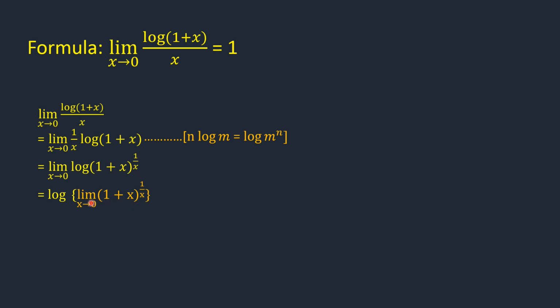Now, the value of the limit in the curly bracket we know, which is e. Therefore, in the next step, we write log e to the base e, which will be 1, because log of a positive number to the same base is 1. Therefore, limit log 1 plus x over x as x approaches 0 is 1. Now let us solve one limit problem based on this formula.